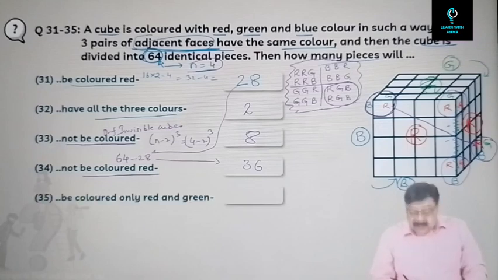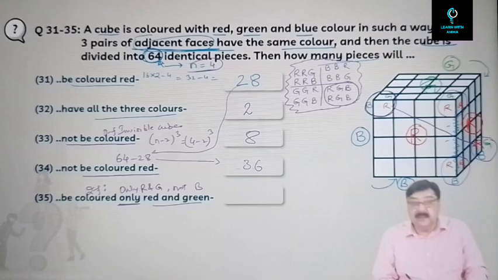So how many pieces will be colored only red and green? So only red and green would mean not blue. Now again, only red and green here also means those pieces which have only two faces colored. One face is colored red, the other is colored green. Now these would be found on common edges between red and green. Well, this is one common edge. We will take these two because this is red and this is green. Then these two here, this is red, this is green here.